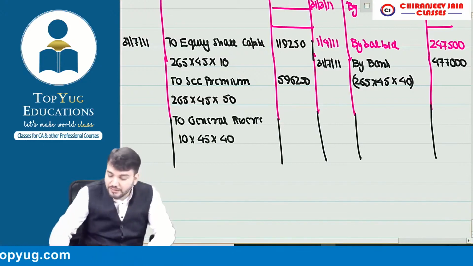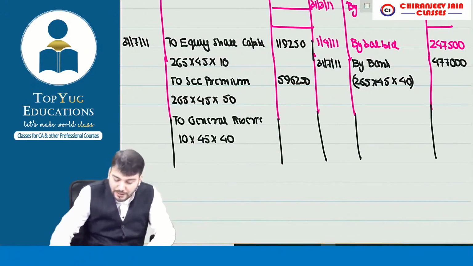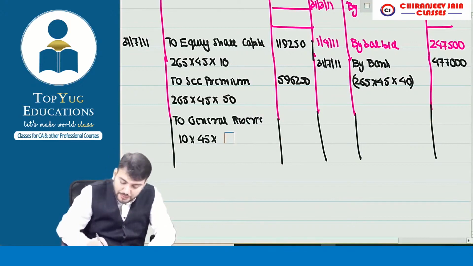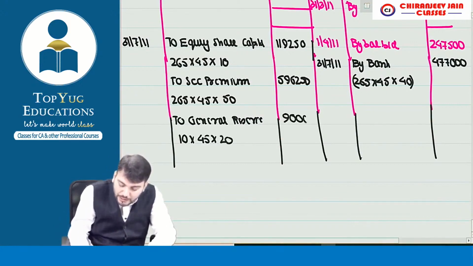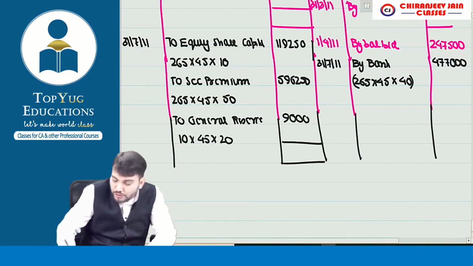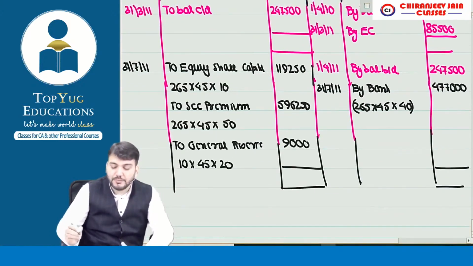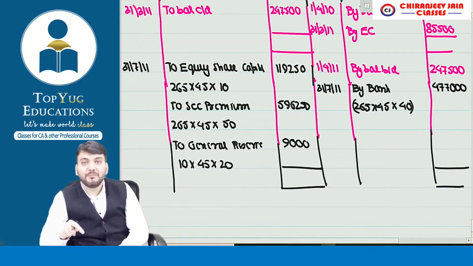Correct? This should be it, right? 10 employees, 45 into 40, that is coming how much? Sorry, 20. It will be 20. So this will be 9,000. Correct? And you can see this account will be closed. This account is closed. Correct?